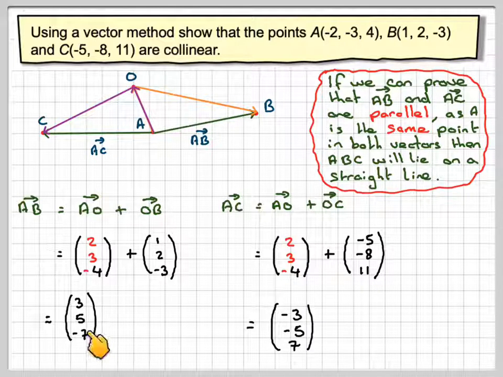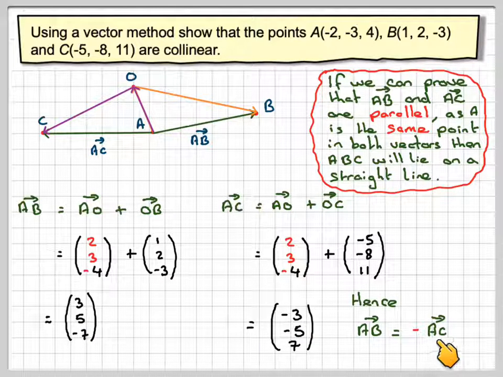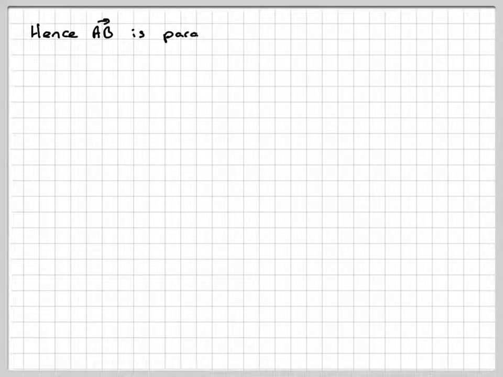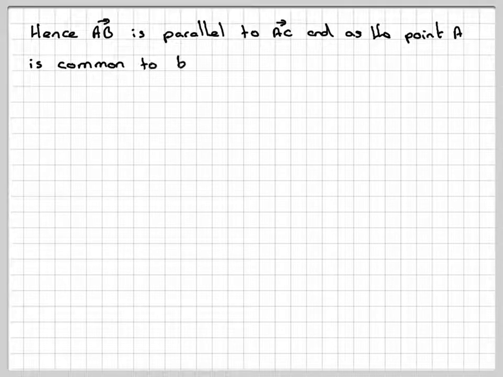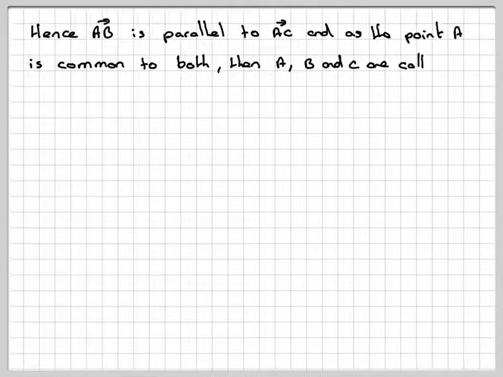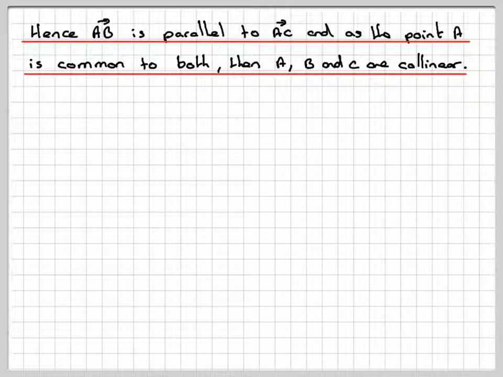Now you can see that this one is in the opposite direction of this one. So we can see that vector AB is minus vector AC, and therefore vector AB is some multiple of AC, which means that AB and AC are parallel. And hence, because we have the same point, the 3 points lie in a straight line. So the concluding statement is, hence AB is parallel to AC, and as the point A is common to both, then ABC are collinear, i.e. lie in a straight line.